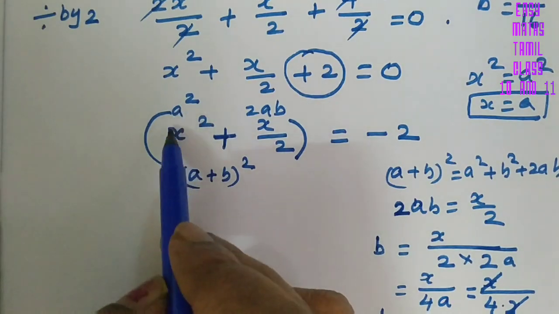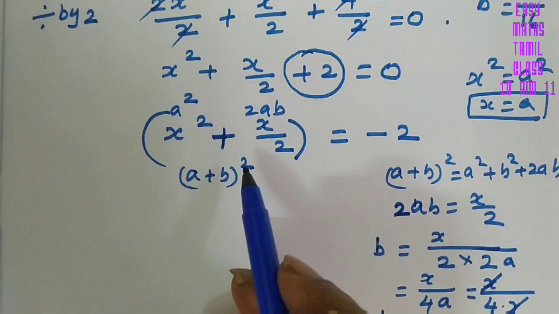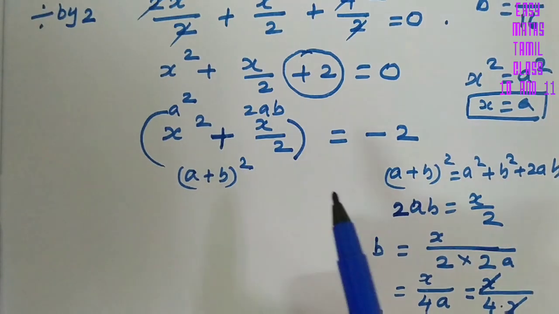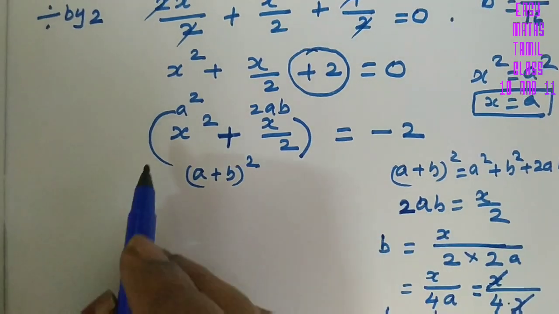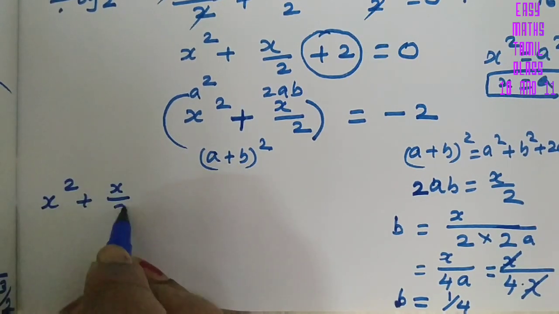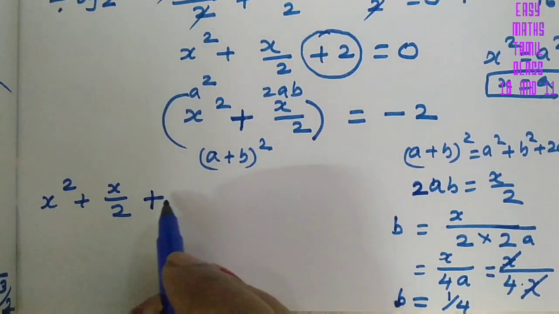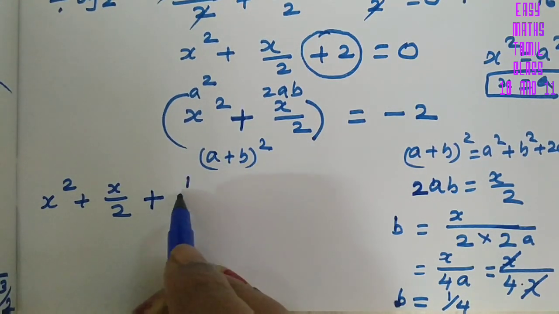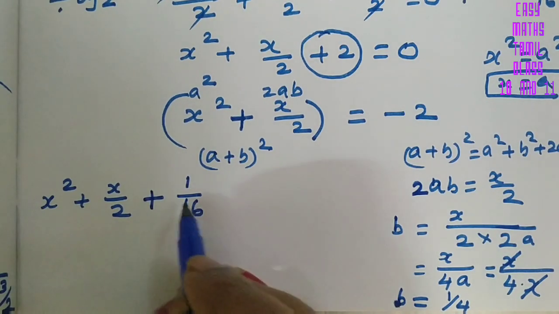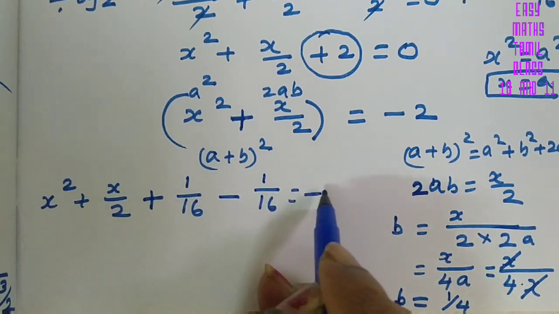Now here only two terms are present. Now we have to add the b square term here. At the same time we have to subtract the b square term. x square plus x by 2, this is already given, plus b square, the value of b square is 1 by 16, minus b square, equal to minus 2.